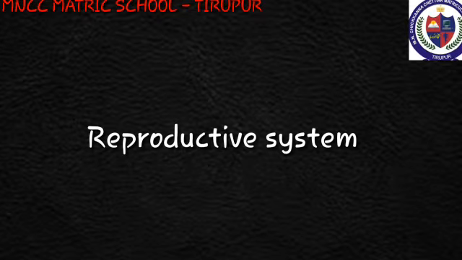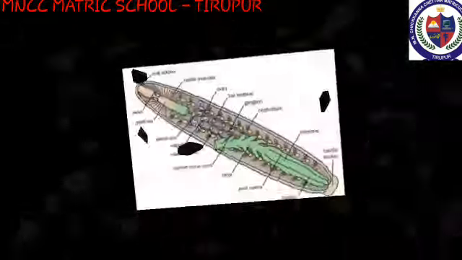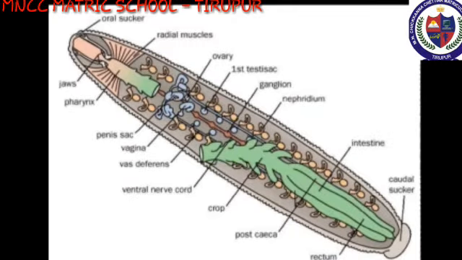Reproductive system. Leech is hermaphrodite because both the male and female reproductive organs are present in the same animal. First one, male reproductive system. There are 11 pairs of testes. One pair in each segment from 12th to 22nd segments.